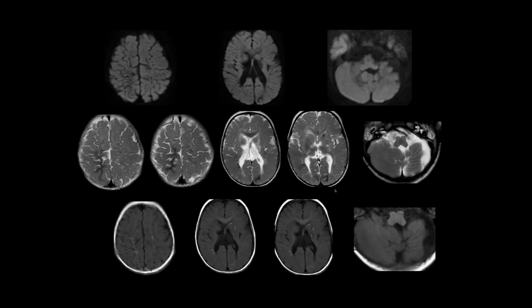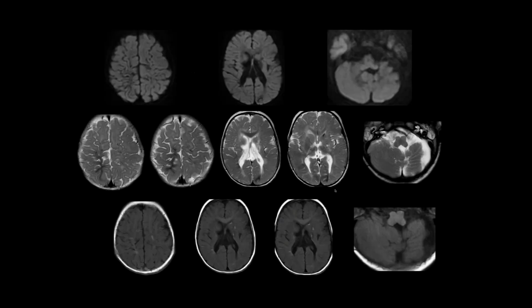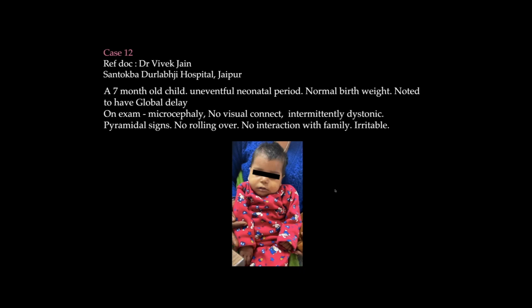But no neonatal abnormalities. So no neonatal concerns. So no asphyxia. It's a term child? It's a term child. Okay. And now significant failure to thrive. So just 5 kg at 7 months and microcephalic.